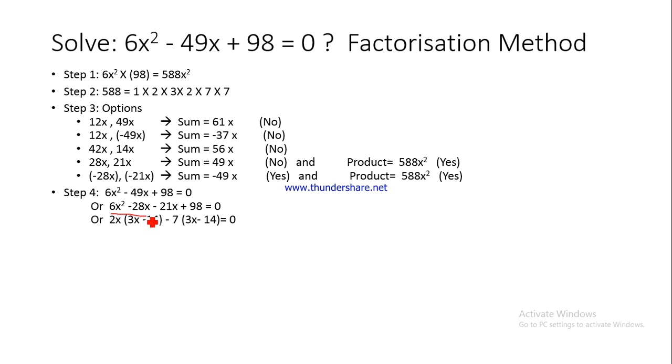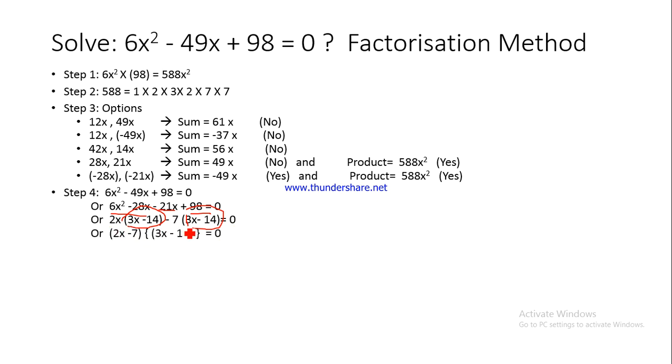So what we have done here is 2x into 3x, 6x squared, 2x into minus 14 becomes minus 28x, minus 7 into 3x becomes minus 21x, and minus 7 into minus 14 becomes plus 98, which means we have done it in the right manner. And one more indicator of this is that we have got this same term in both the places, so we can take out this term as common.